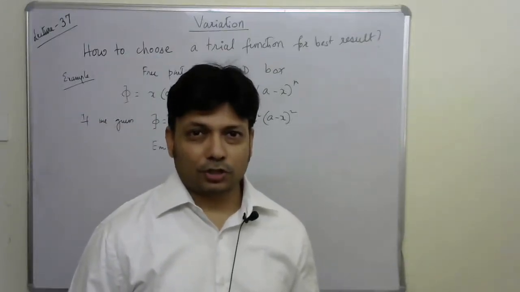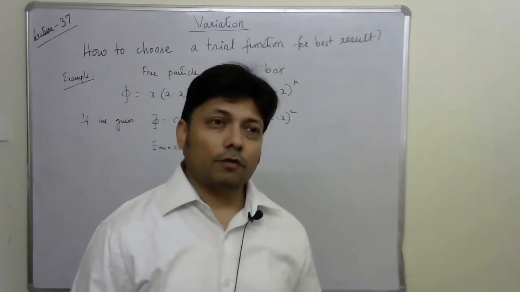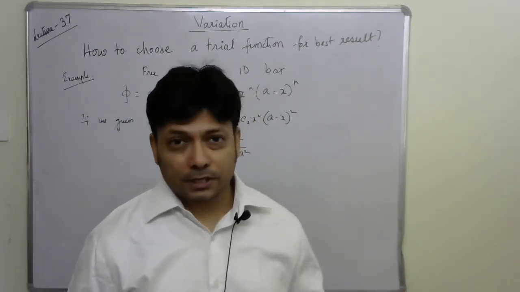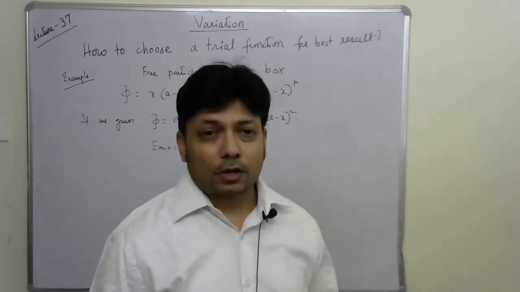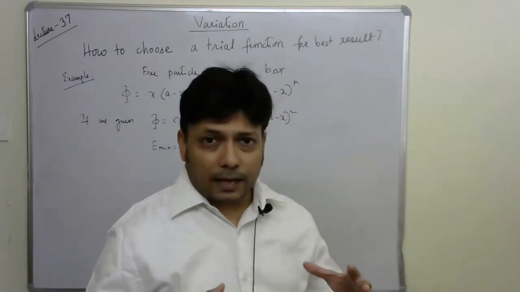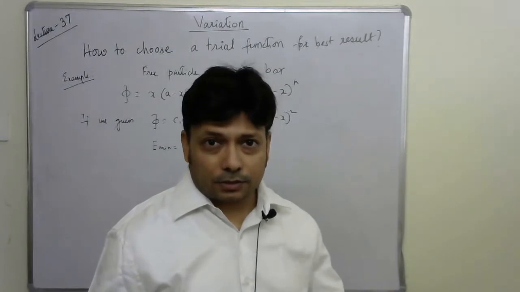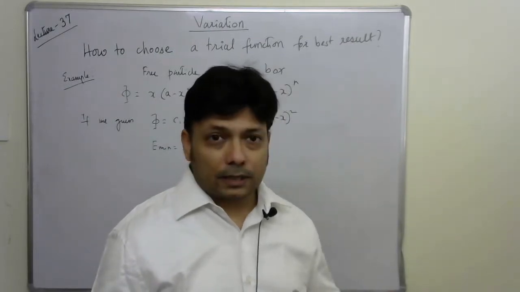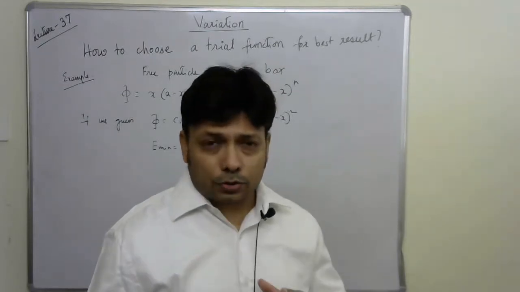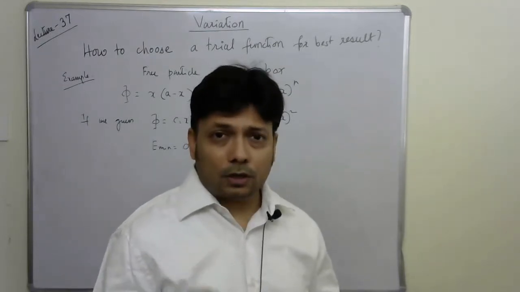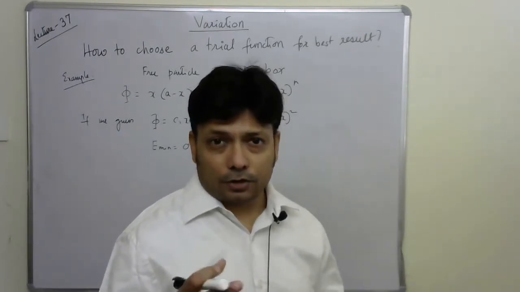Hello and welcome to lecture number 37, which is a continuation of the previous lecture where we have been discussing the variational theorem and the trial function. As we knew, if we choose a trial function and our guess is reasonable enough, we get an energy value which is close to the ground state energy. So depending on our guess, we can find a good enough energy value.